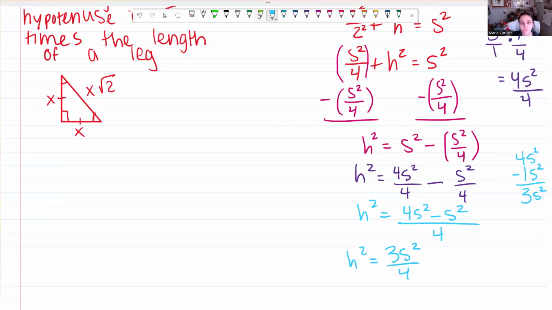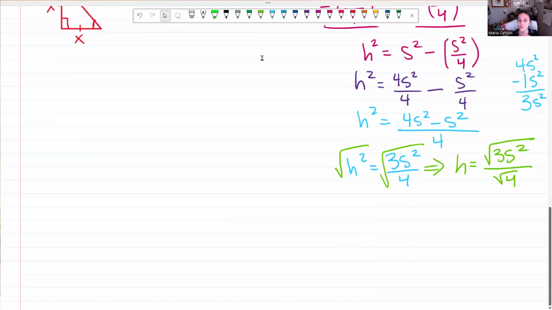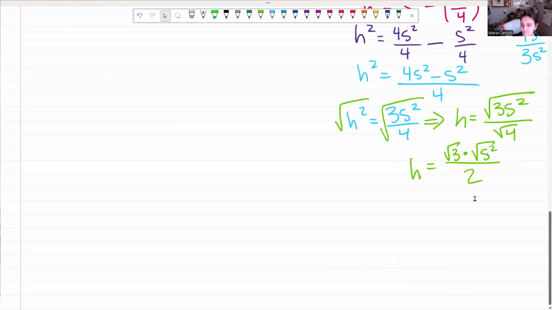And if my goal, again, is to find h, I need to take the square root. So if I take the square root of both sides, this tells me then that h itself is equal to the square root of 3s squared over the square root of 4. And I know what the square root of 4 is. Square root of 4 is 2. So h then is equal to whatever this numerator is over 2. And the square root of 3s squared I can break up into the square root of 3 times the square root of s squared. Multiplication means I can split it up like that. And the square root of s squared we know is s.